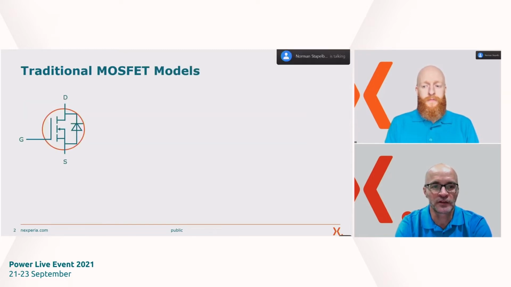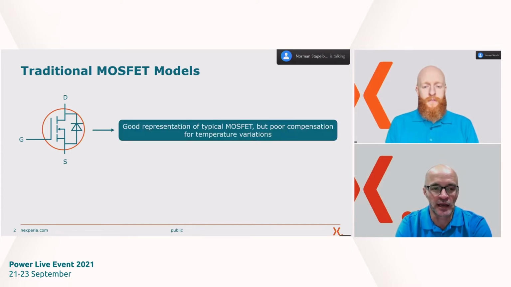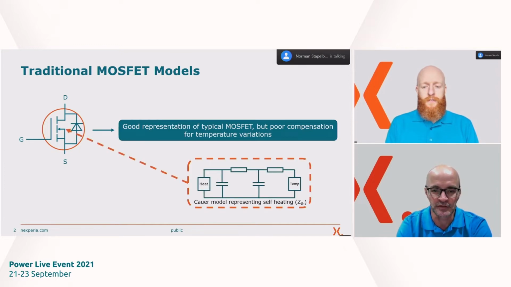Now let's have a look at a traditional MOSFET model. These models typically have 3 pins. Now these MOSFET models give you a good representation of the typical behavior of a MOSFET, but are very poor at compensating for temperature variations.